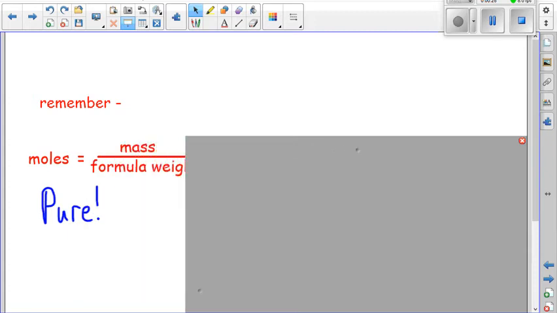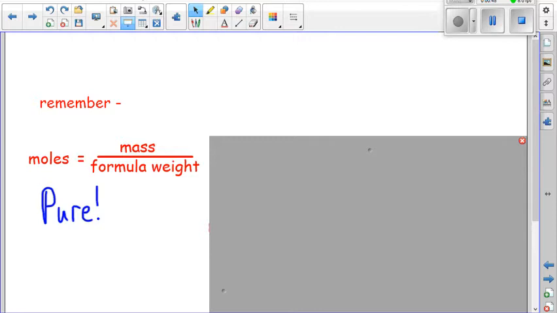Moles equals mass over formula weight. Been there, done that. Just a reminder, this is only for pure stuff. So if I have a solid chunk of something, 9 out of 10 times. Every now and then we'll have a pure liquid. That's pretty unusual. But if you have a pure solid, especially if you start seeing grams thrown around, this is probably where you're going.